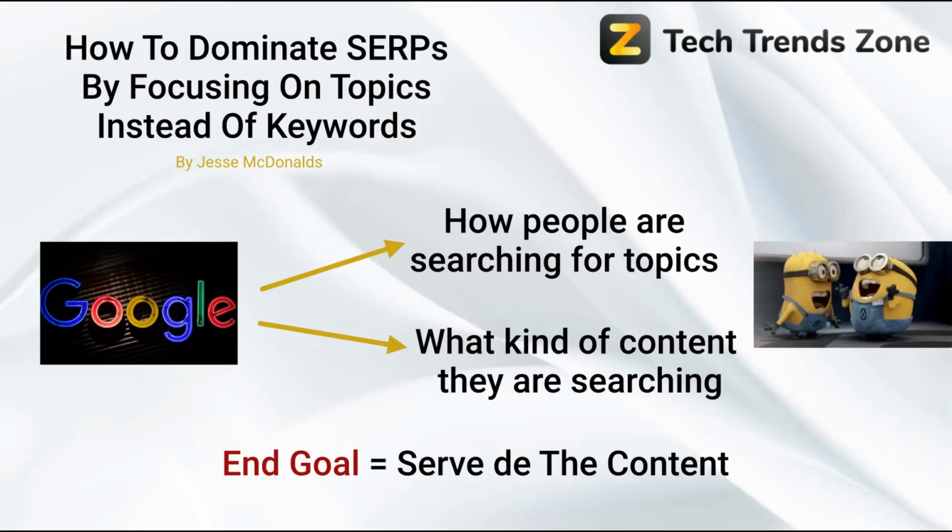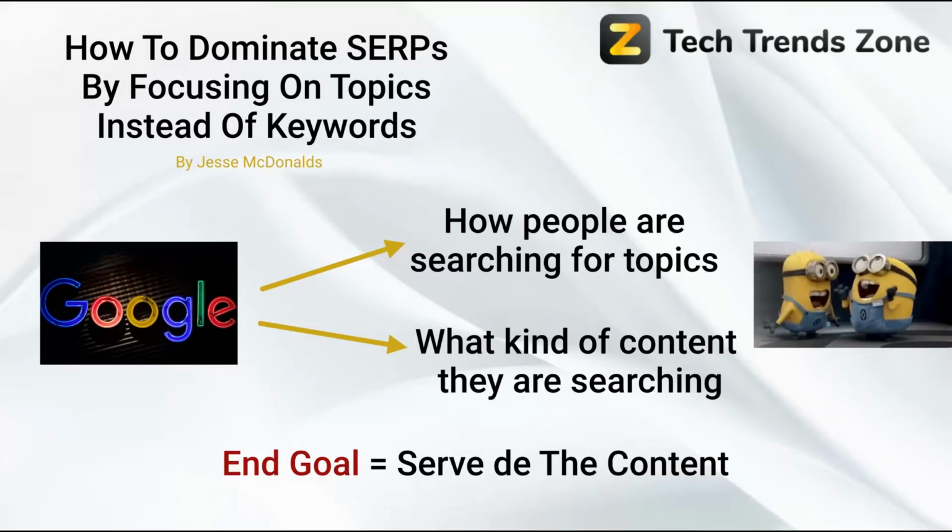Hello guys, based on an article written by Jesse McDonald, I want to explain to you how to dominate SERPs by focusing on topics instead of keywords. This is a relatively new trend on Google that is changing the SEO scenario, and I do not want you to focus on the technical stuff because it's just the thing Google does not want.